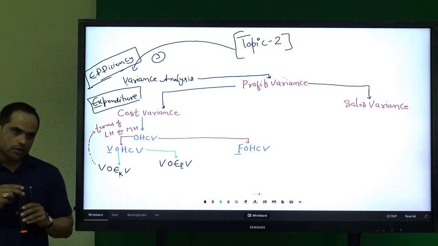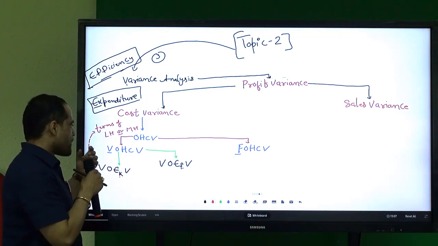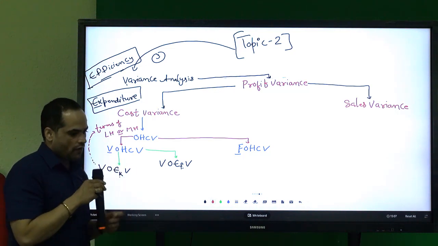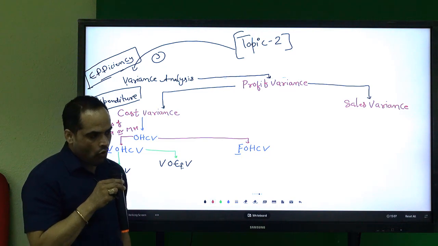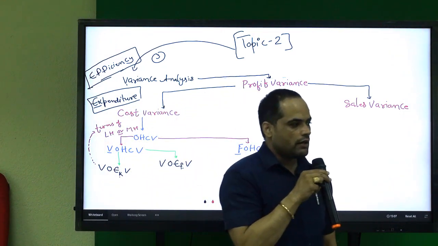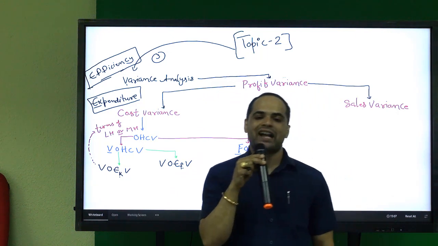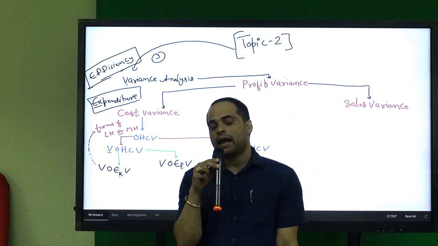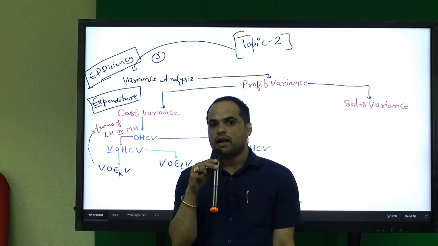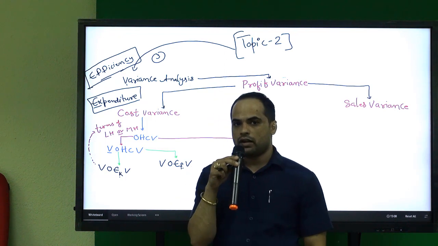Okay. So what is variable overhead expenditure variance? Variable overhead expenditure variance is the difference between actual variable overhead and budgeted variable overheads. Alright, I repeat, actual variable overhead and budgeted variable overhead.